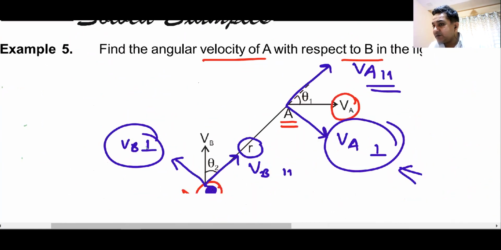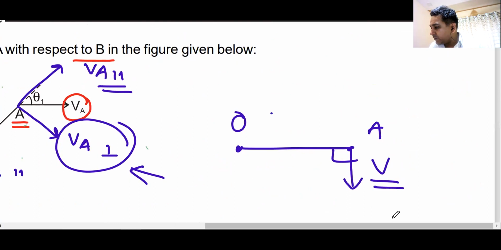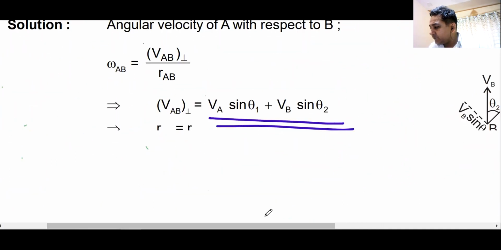Do we understand this? Do we understand this? Where is it? Here.